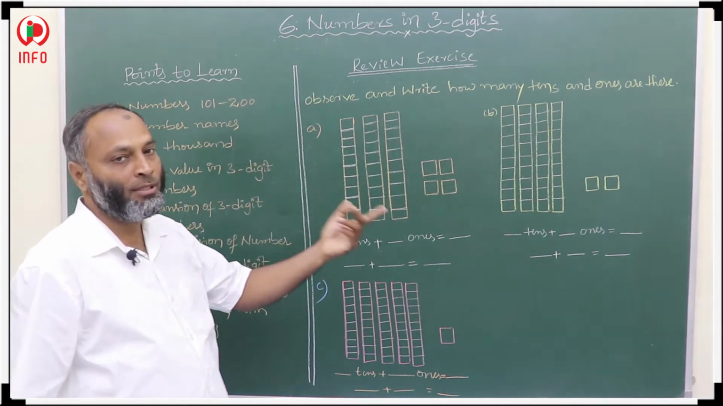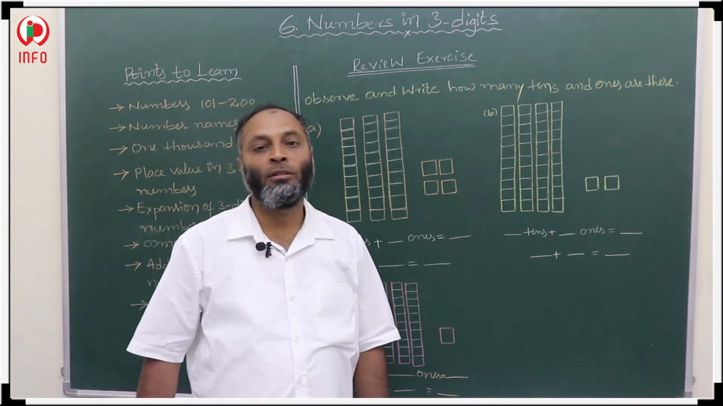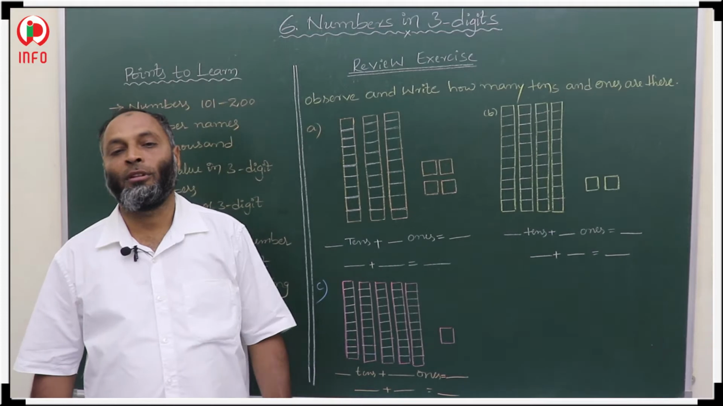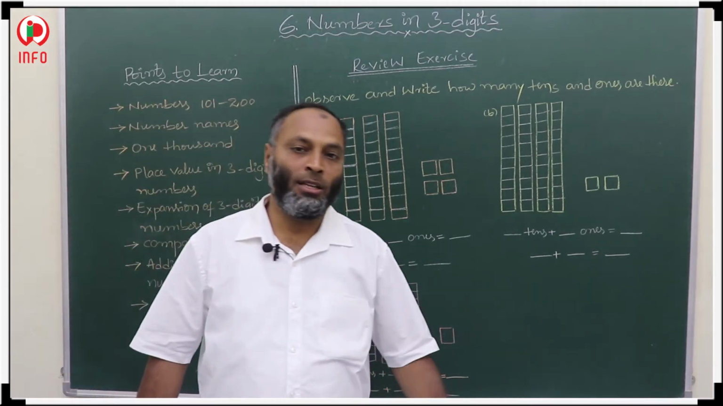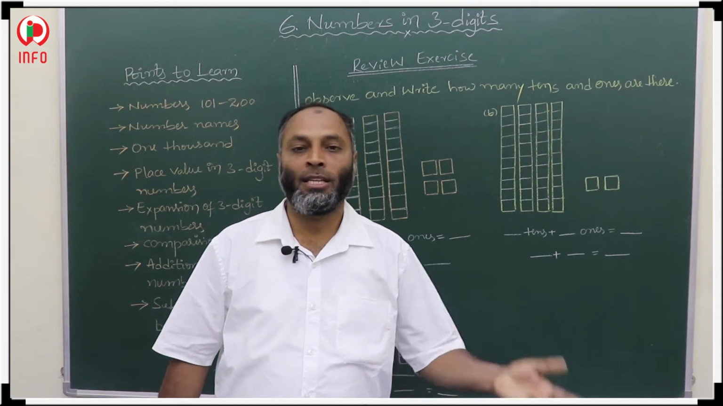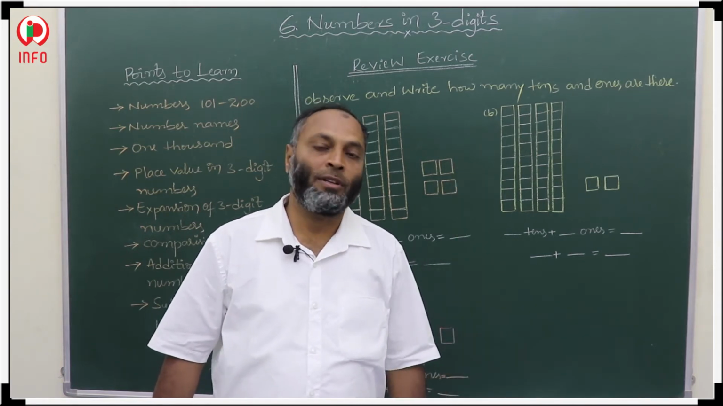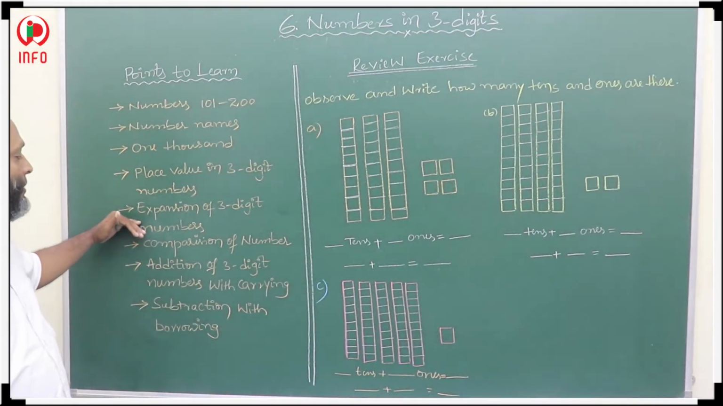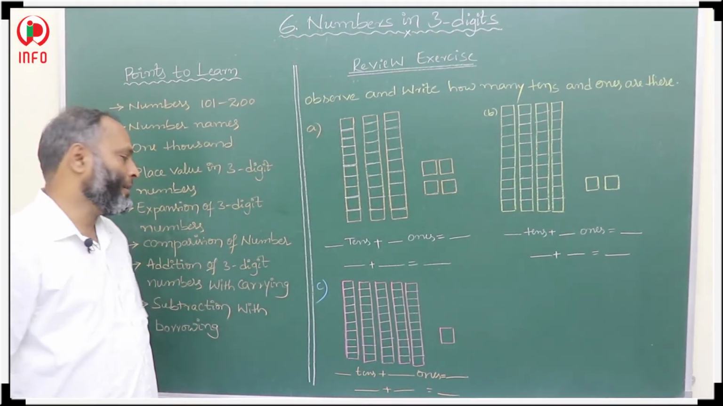Expansion of 2 digit numbers we learned in first class. How to expand a 2 digit number? If 94 is given, then how to write 94: 90 plus 4, that is 94. 38 is 30 plus 8, 38. This expansion form we did in first class. So here, in the same way, we are going to do expansion of 3 digit numbers.